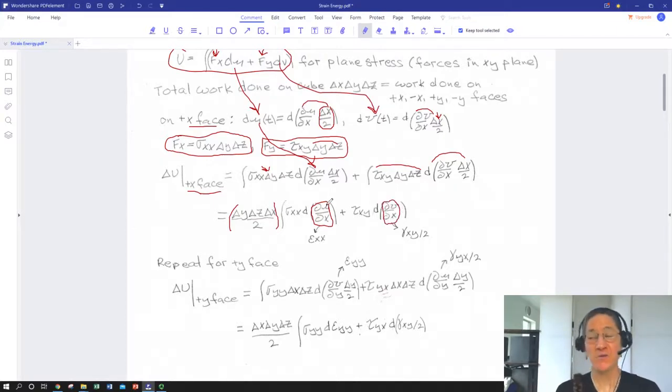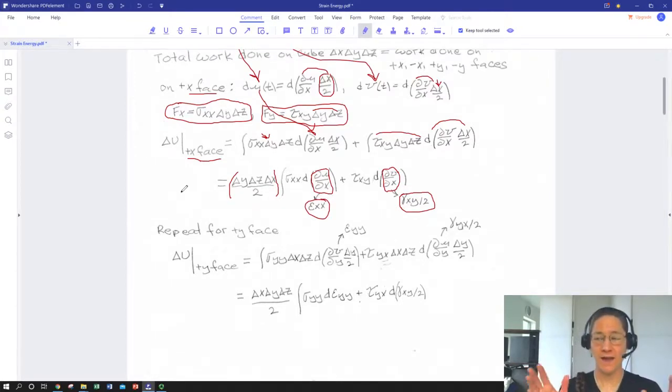Okay, and going back to our strain displacement again, the change in u, or displacement in the x direction with respect to x, is just the normal strain exx. And our change in displacement in the y direction with our position in the x is 1/2 of our engineering shear strain xy. So we can drop those in so we don't have the derivative of another partial derivative. So we can just simply write this in terms of d epsilon xx and d gamma xy over 2.